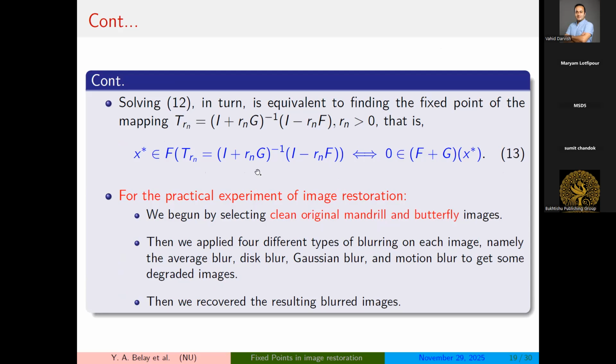So for this, what we did was we took some clean images of a mandrill and a butterfly. Then we apply different types of blurs. Like in this case, we took 4 blurs: average blur, disk blur, Gaussian blur, and the motion blur. So the next step is to remove these blurs and recover the original image.